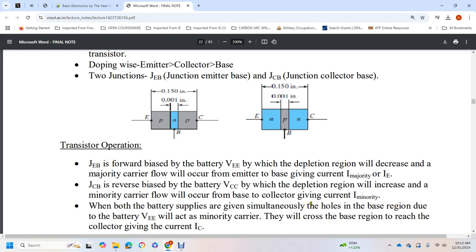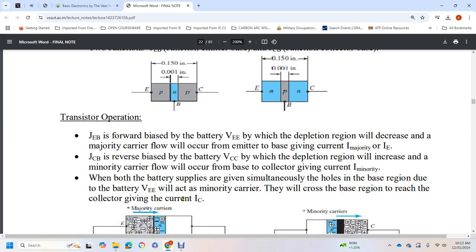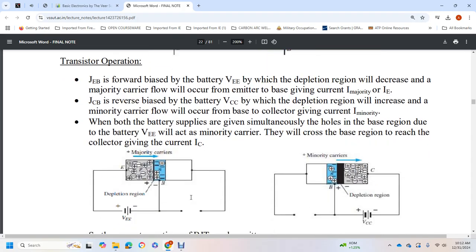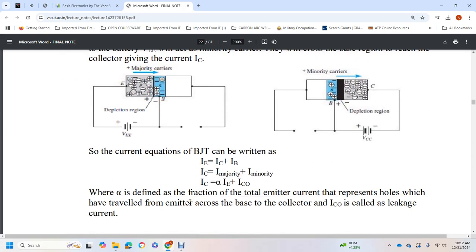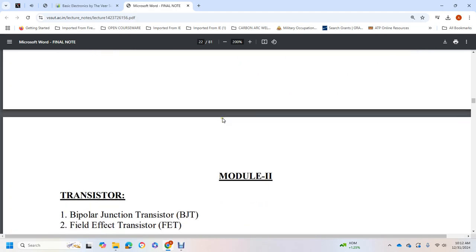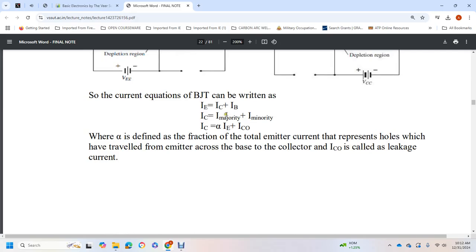With both battery supplies applied simultaneously, the base region is held, and the voltage VE makes majority carriers cross the base region to reach the collector, giving the collector current. So the current in the bipolar junction transistor can be written as IE = IC + IB, where IC is the majority plus the minority current.